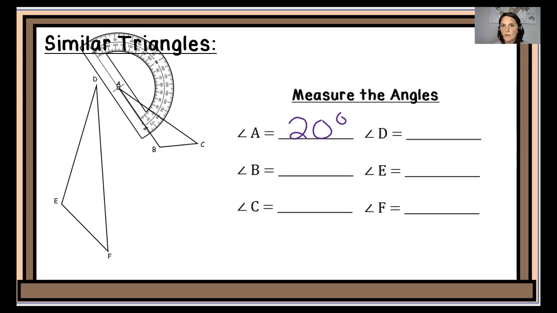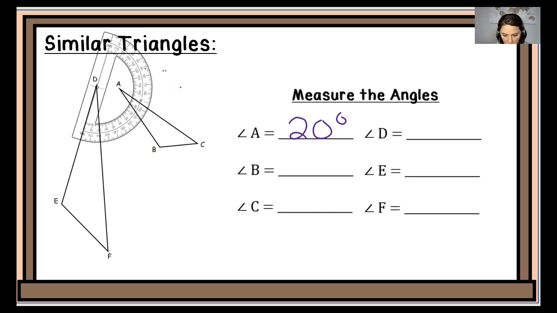In the previous slide, we said that angle A and angle D were corresponding. So let's go ahead and check to see if angle D also is equal to 20 degrees. Okay, once I get my protractor all lined up, I can see that angle D is also equal to 20 degrees. Okay, let's go ahead and check B, E, and C, F.